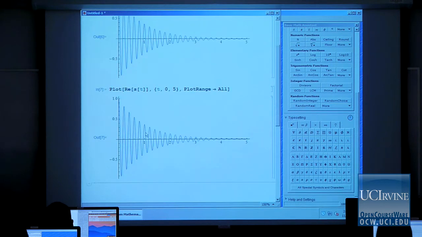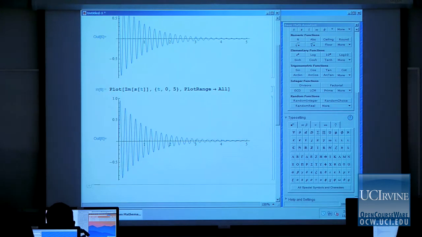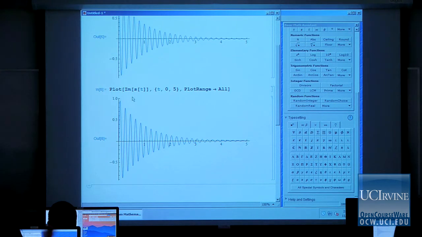And so what you see is that we have to put in the imaginary part. Im is the imaginary part. And so now you see it's the same as the real part, except it's out of phase because it's a sine. Okay? It starts at 0 instead of 1.